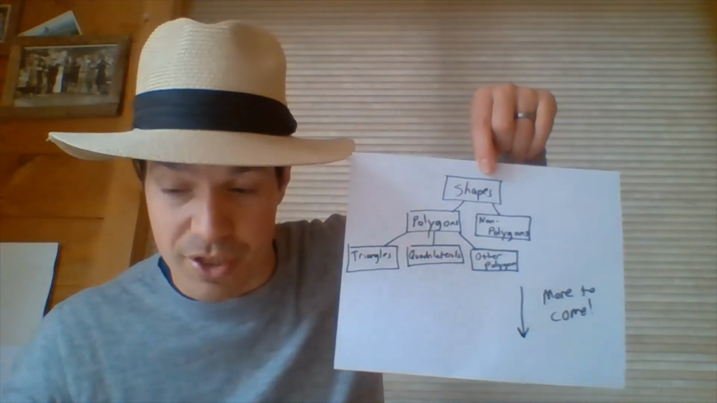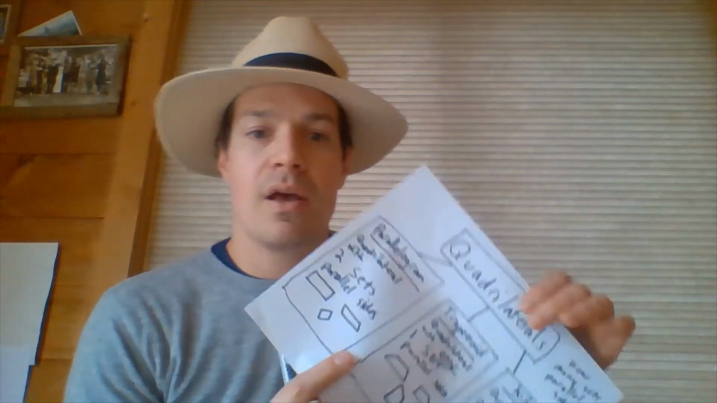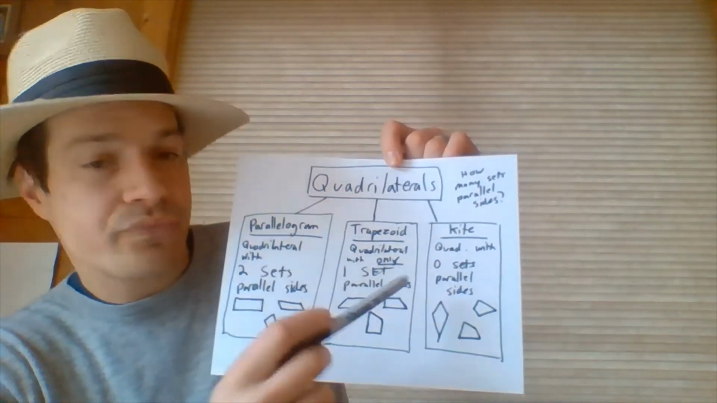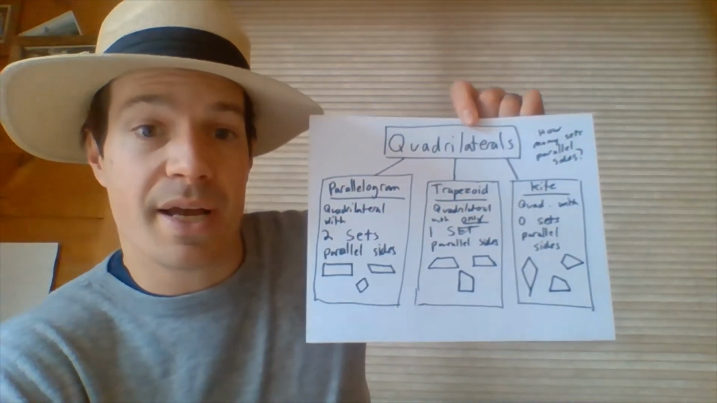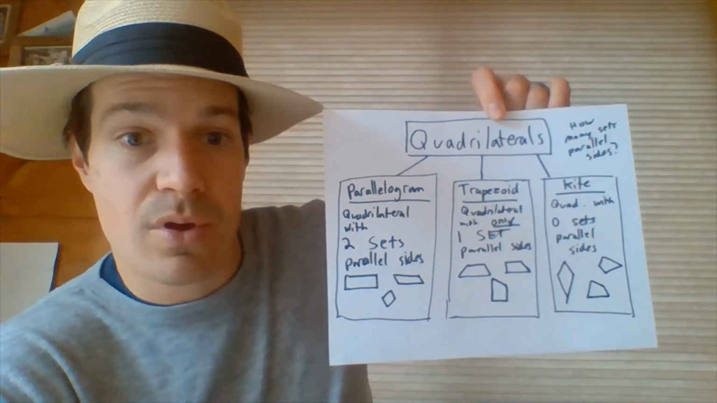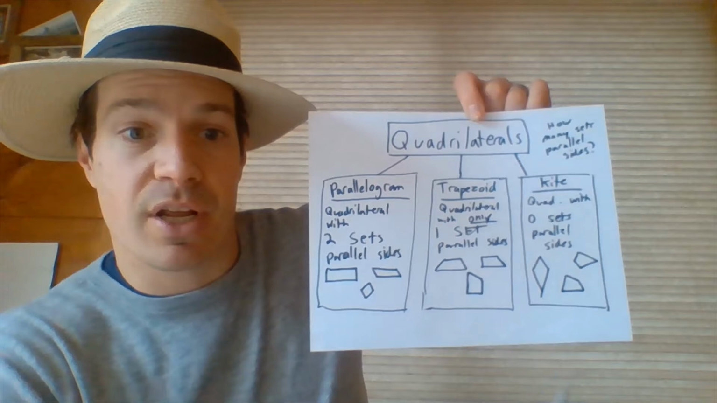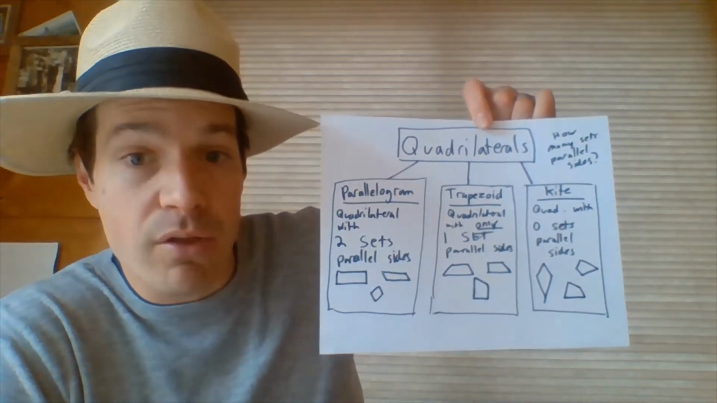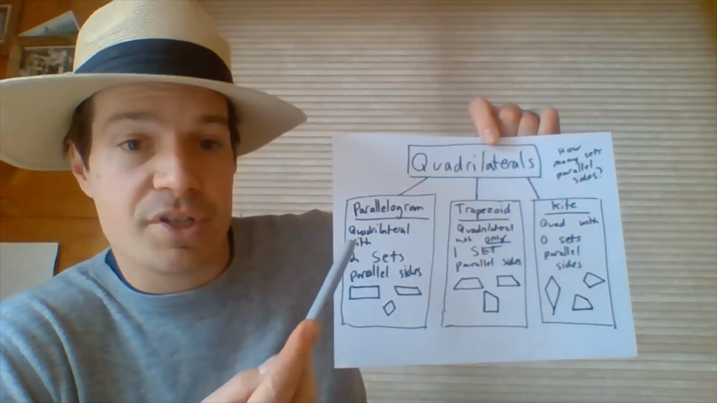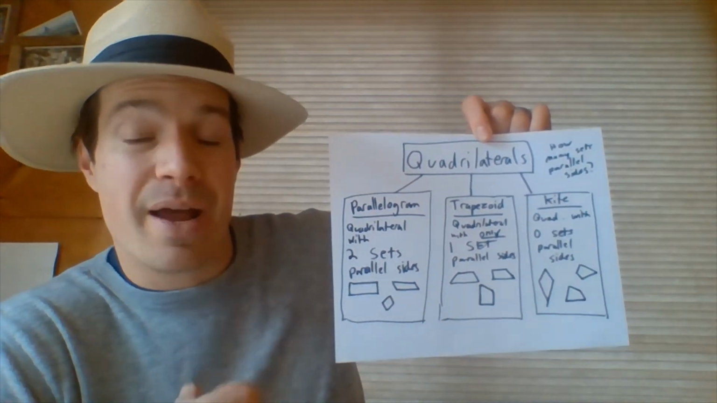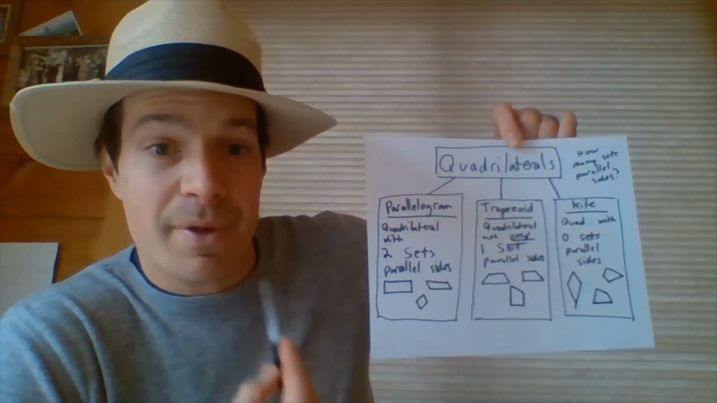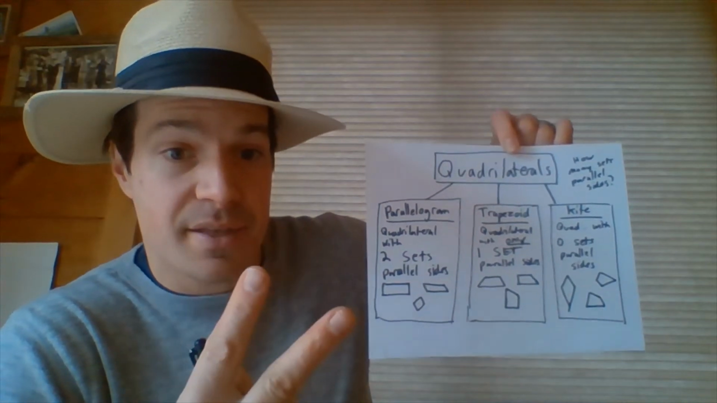This sheet has a lot of information, so you might want to pause it and get it down. This is kind of how it appears in your packet. It has quadrilaterals, and it says right here, we break up quadrilaterals and organize them based upon how many parallel sides they have. So we have three different kinds of quadrilaterals. All of them are polygons. All of them are shapes. Our first kind of quadrilateral is called a parallelogram. A parallelogram is a quadrilateral with two sets of parallel sides.